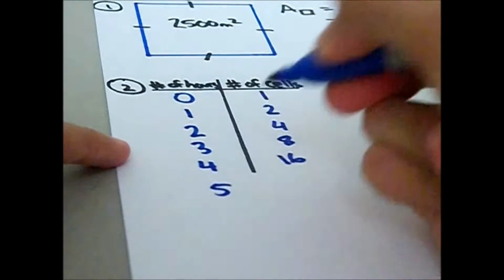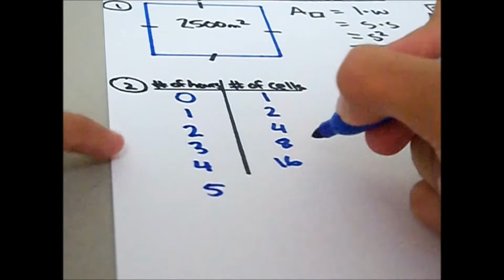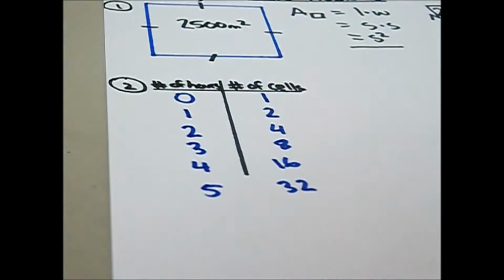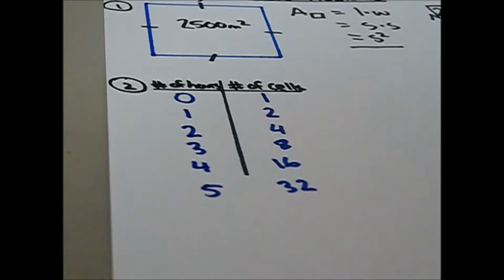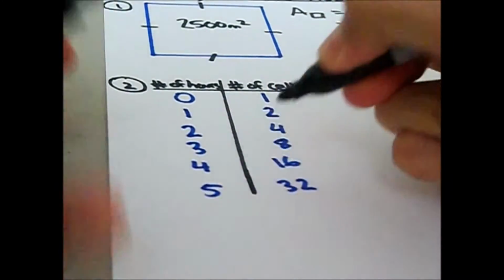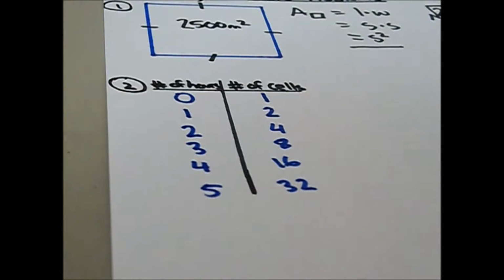And we'll just extend it a little bit. At 5 hours, 16 times 2 will be 32. So at 5 hours, we know that there will be 32 bacteria cells. Now instead of extending our table more to find the cells when there's 10 hours, how about we just make a small expression?